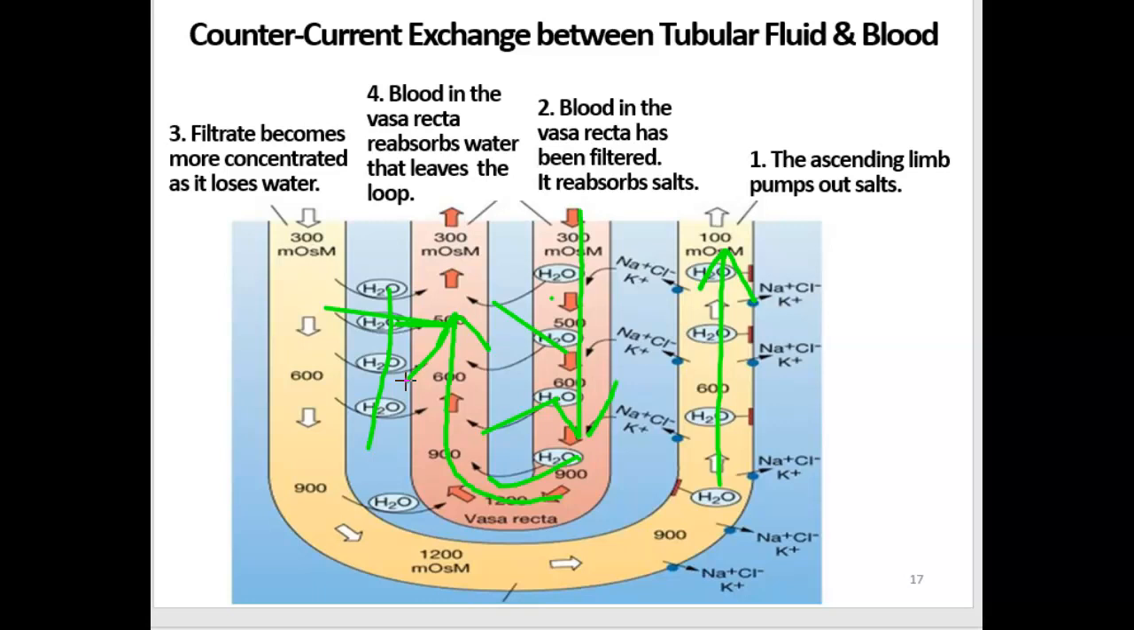You don't really have to understand the complete details and the numbers, although I did post a video so that you can see how it works. But what's most important to know is that the anatomical arrangement and this countercurrent flow of two different fluids really promotes water reabsorption.